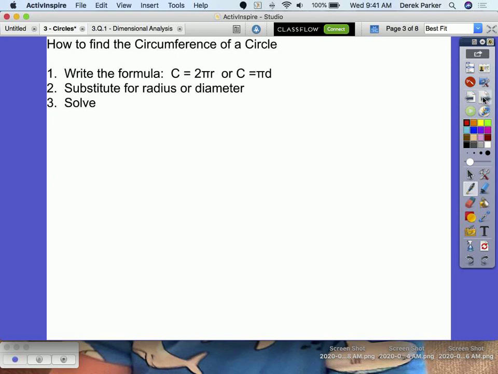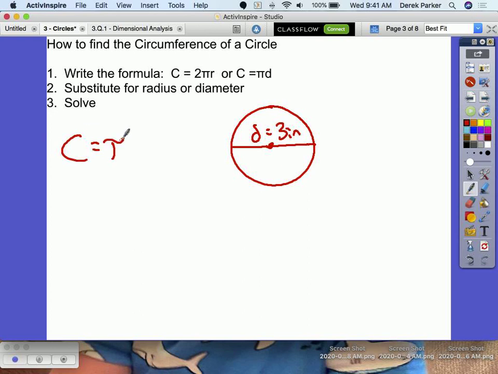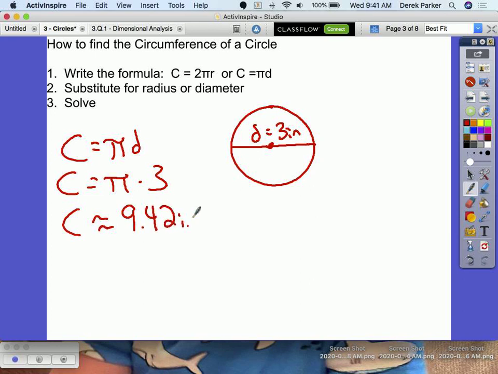For example, I've got a circle with a diameter of 3 inches. My first step, I write the formula. C equals pi d. Plug it in. C equals pi times 3. Now I'm going to approximate pi, and I'm going to put 3.14. So 3.14 times 3, the circumference is approximately 9.42 inches.